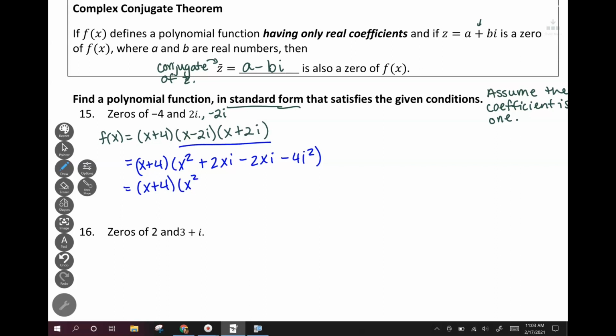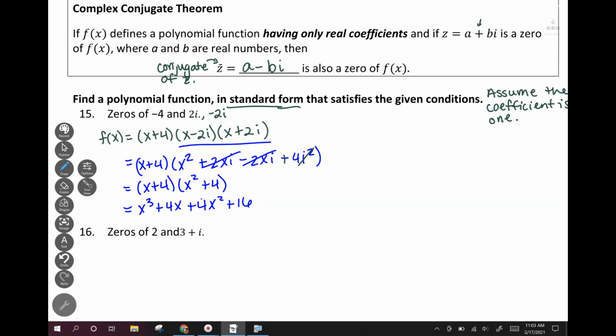Okay, let's combine like terms. Notice these two terms in the middle cancel, and i squared equals -1. So this term becomes plus 4. You're multiplying -4 times -1, so that becomes plus 4. All right, now that actually made it a lot easier. Now we're going to multiply those two together. So x cubed plus 4x plus 4x squared plus 16. All right, so there's your polynomial.